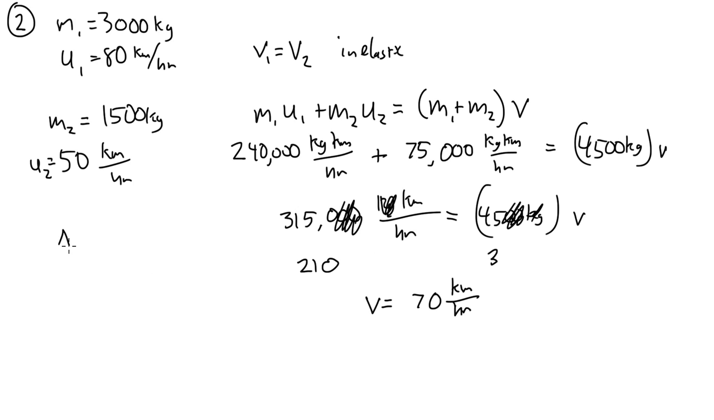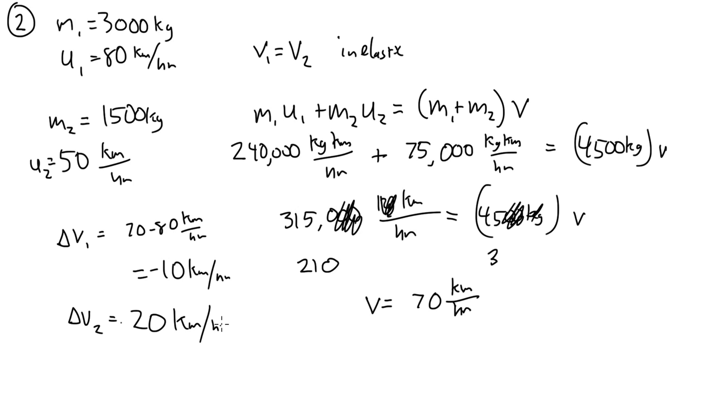So the change in speed for Indiana Jones is, it's his final speed, which is 70 minus 80 kilometers per hour. And so that's negative 10 kilometers per hour. And the change in speed for the German army truck was, well, it went from 50 up to 70. So it's 20 kilometers per hour.